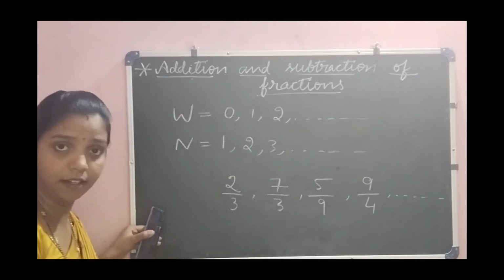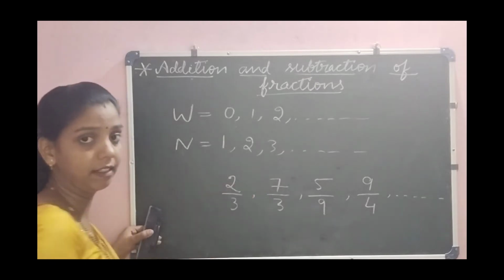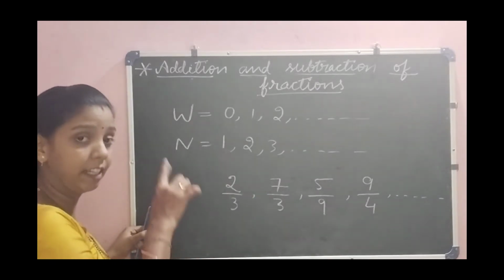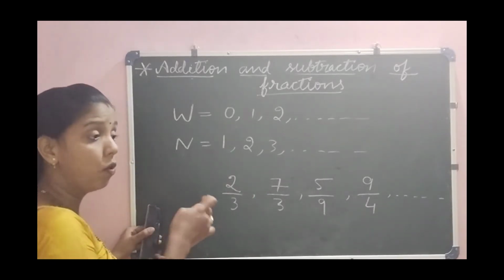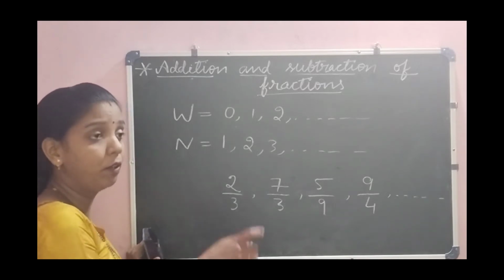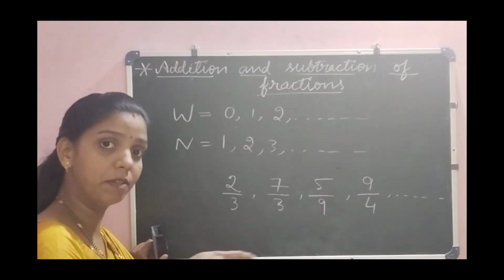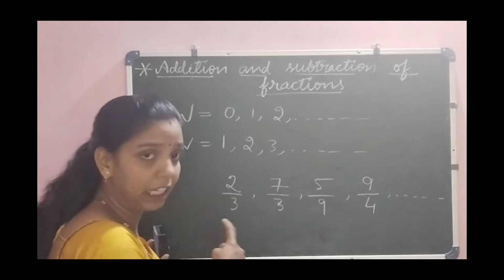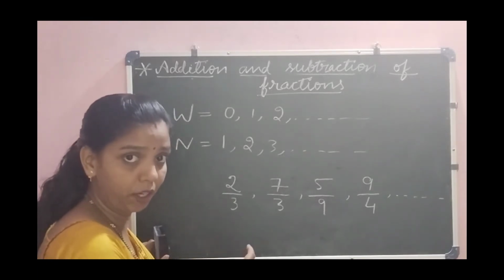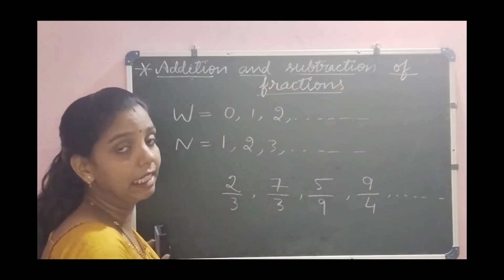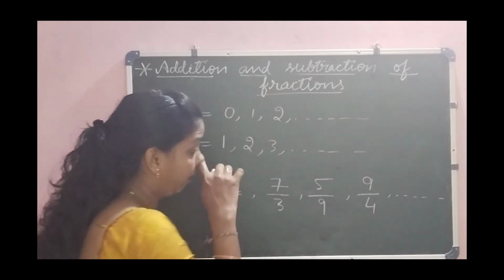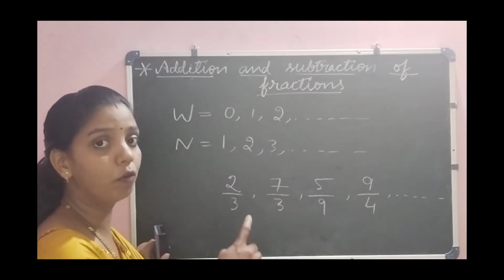Here, if I consider 7 by 3 also, 3 2s are 6, again 1 remains. Again the remainder will be 1. If you want to divide further, you have to take a decimal point, then it will be 0. So you will get 2.33. If you divide 7 by 3, you will get 2.33.